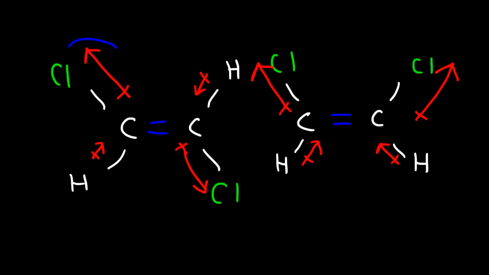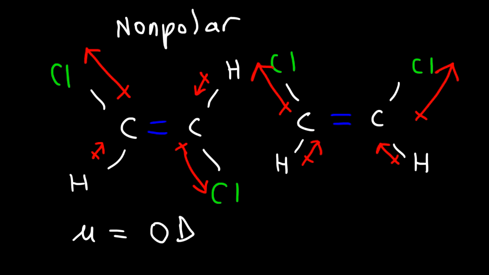So if we look at these two arrows, notice that they're completely opposite to each other. They cancel out. And if you look at these two arrows, they also cancel out. So therefore, we could say that the molecule on the left has a dipole moment of 0. So it's a nonpolar molecule.